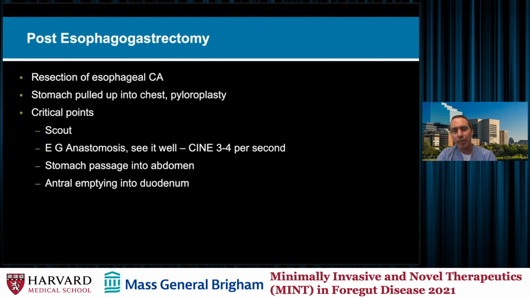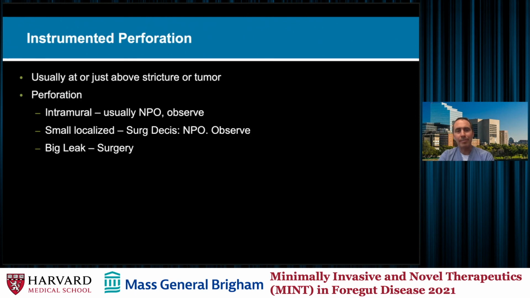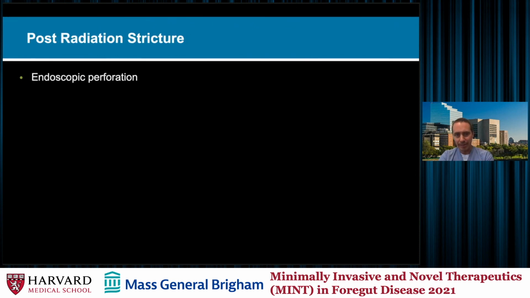And then we'll do a lot for post-esophagectomy, gastrectomy, and post-ops. These are all single contrast examinations because we're looking for leaks and trying to see the anastomosis. Same thing for perforation. We're trying to see leaks, and so we're using gastrografin followed by barium. Then same thing, right? Big leak, surgery; small, take a look and observe, we'll see. And then intramural, where it's just inside and not leaking out to the chest, those are usually going to be observation cases.